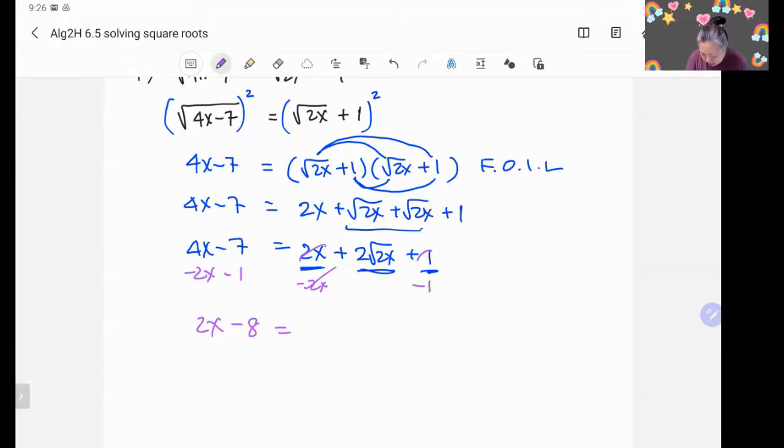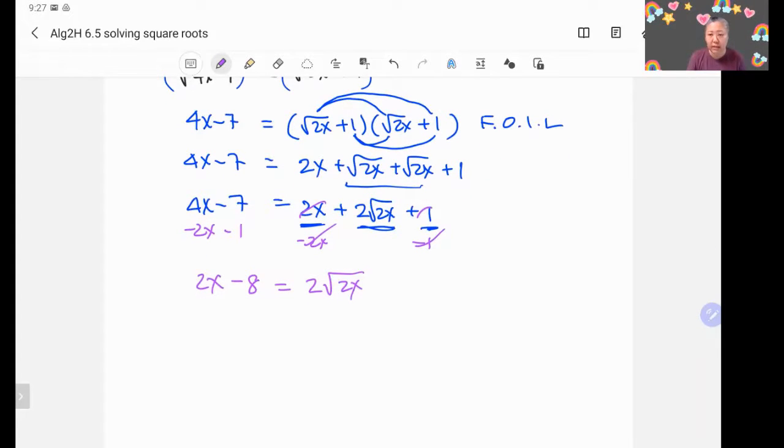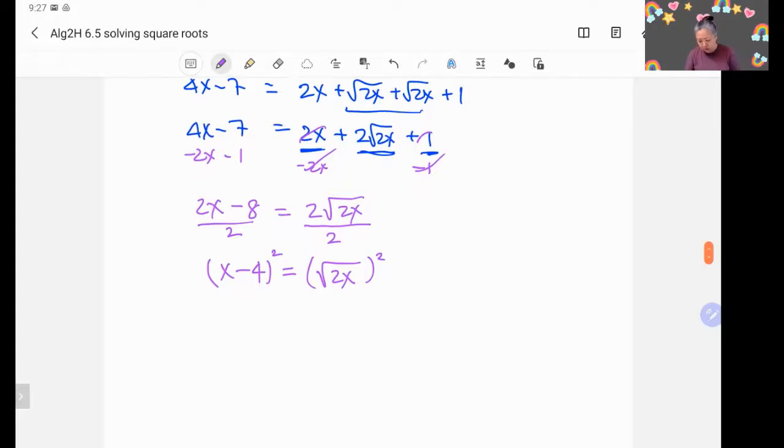And then it's gone from there. And it's twice the square root of 2x right here. Now, probably we need to square both sides again. But before I square both sides, I want to simplify it, and then divide both sides by this. It's the square root of 2x. And then half of 2x minus 8 will be x minus 4. Then I will raise both sides to the square.